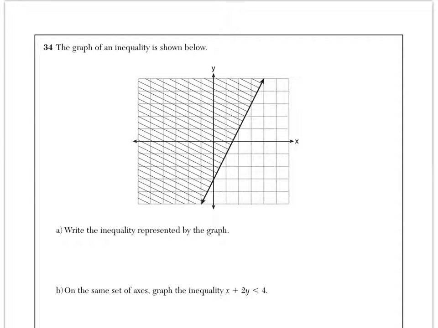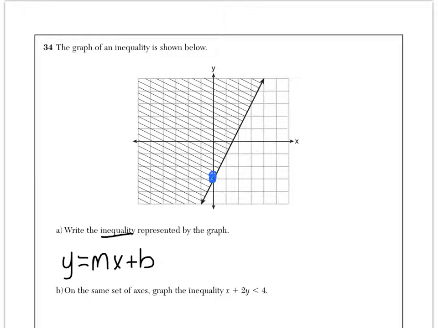All right, so moving on, the graph of an inequality is shown below. Part A, in question number 34, wants us to write the inequality represented by this graph. The first thing that I'm hoping many of you wrote down is that we know the general form of an equation is y equals mx plus b. So in this case, with an inequality, we're going to try to make it look like the slope-intercept form. So we need the slope and we need the y-intercept. So let's look up at our graph.